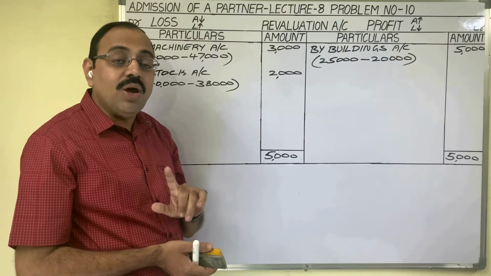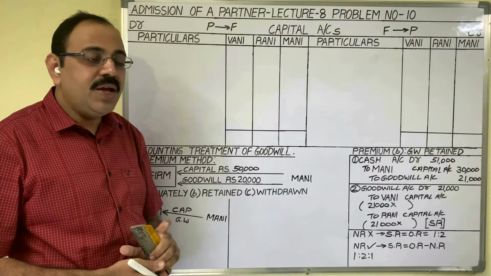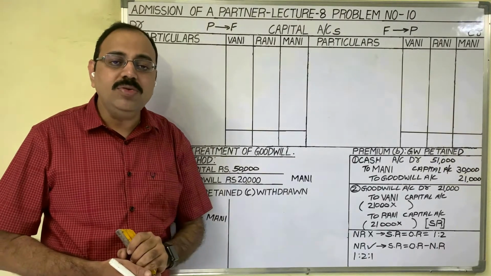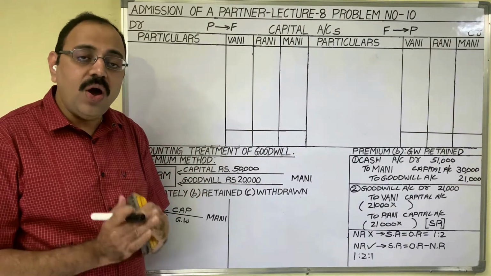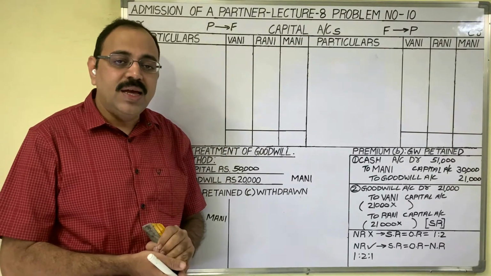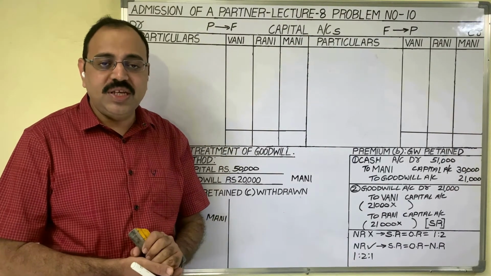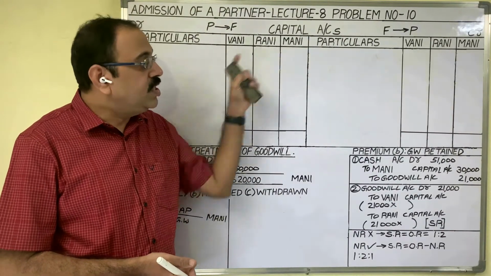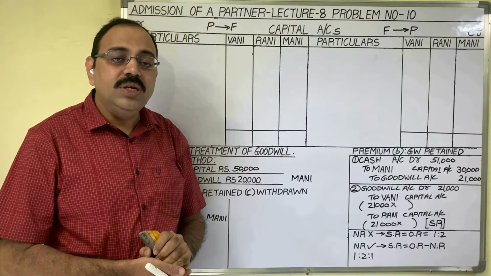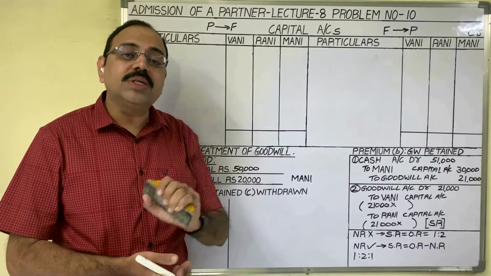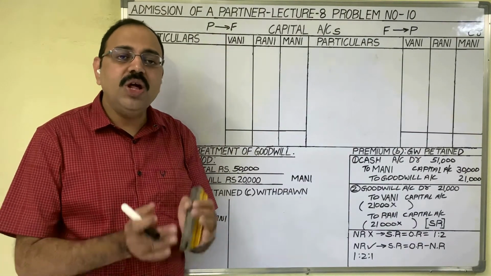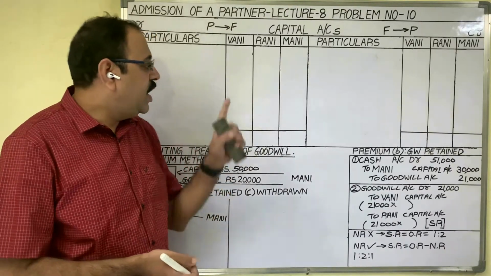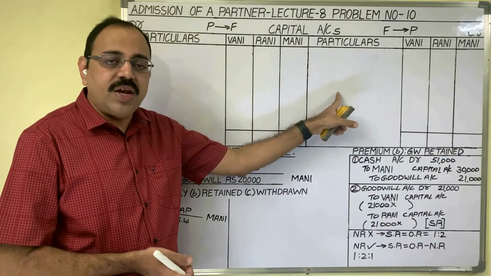Next, capital accounts of all the three partners: Vani, Rani and Mani. We can prepare these capital accounts by using journal entries or by using shortcut methods. As we are not writing journal entries in this problem, we prepare this account by shortcut methods. What is the shortcut method for capital account? Capital account is a personal account, because instead of writing the owner's name, we write the word capital. Personal account rule: debit the receiver, credit the giver.